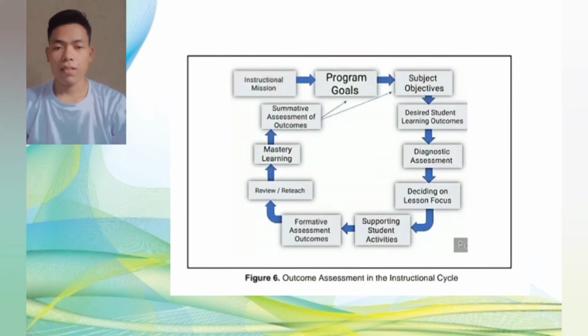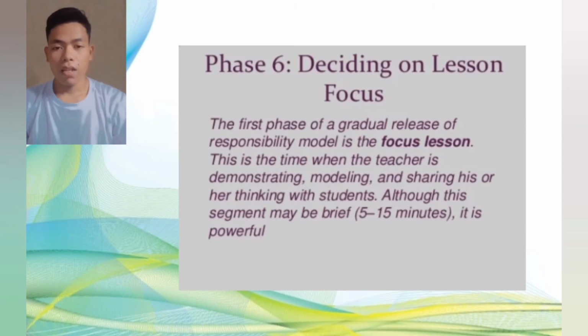Phase 6, Deciding on Lesson Focus. The first phase of a gradual release of responsibility model is the focus lesson. This is the time when the teacher is demonstrating, modeling, and sharing his or her thinking with students. Although this segment may be brief, 5 to 15 minutes, it is powerful.